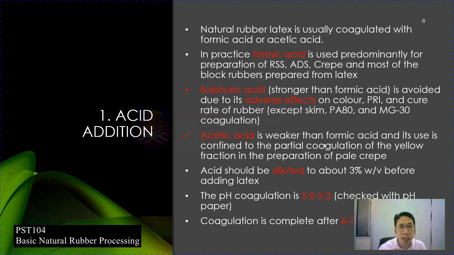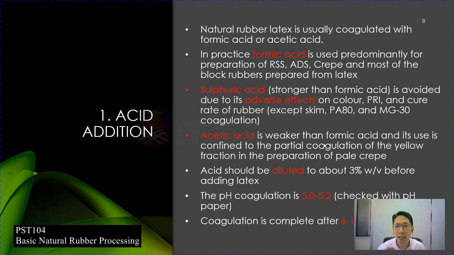Okay. The acid addition: natural rubber latex is usually coagulated with formic acid or acetic acid. In practice, formic acid is used predominantly for preparation of ribbed smoked sheet, ADS air-dried sheet, scraps, and most of the block rubber prepared from latex. Whereas sulfuric acid, which is stronger than formic acid, is avoided due to the adverse effect on color, PRI, and cure rate of rubber, except for skim, PA18, MG30, and coagulation. Usually, you will focus on the mild acids rather than the strong acids.